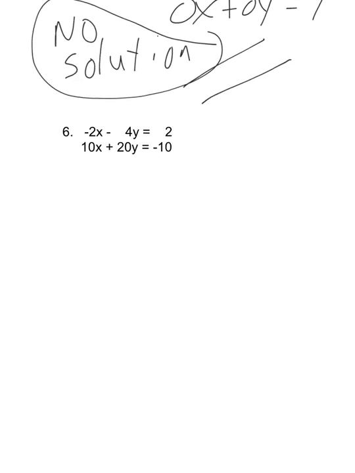Something very similar on number 6. I choose which one I want to cancel off. It doesn't really matter. Let's say we do the y's this time. 20 and 4, the smallest number they'll both go into is 20. So I need one of them to be positive 20, one to be negative 20. The bottom is already set, so I just got to multiply the top. To get negative 4 to be a negative 20, I would multiply by a positive 5. So 5 times negative 2x is negative 10x. 5 times negative 4 is negative 20y. 5 times 2 is a positive 10.